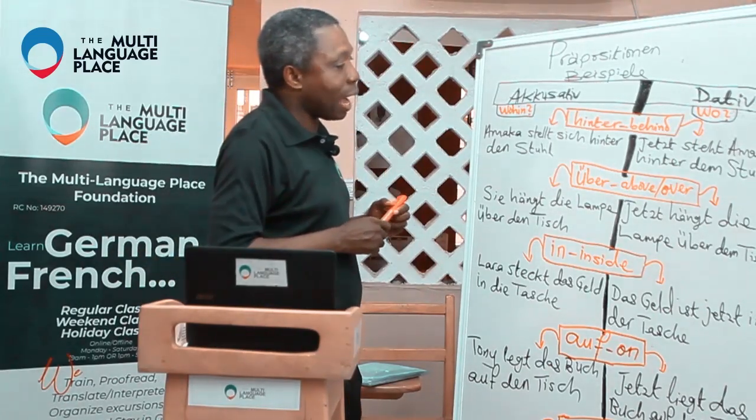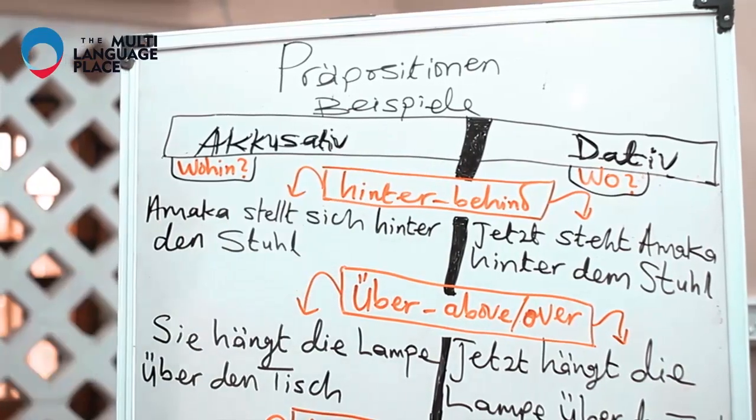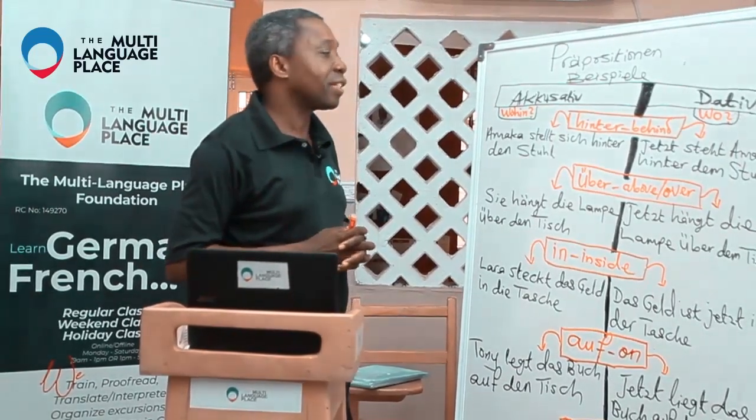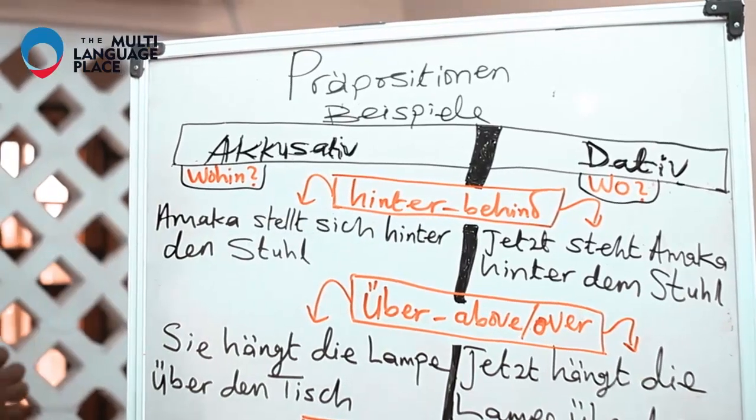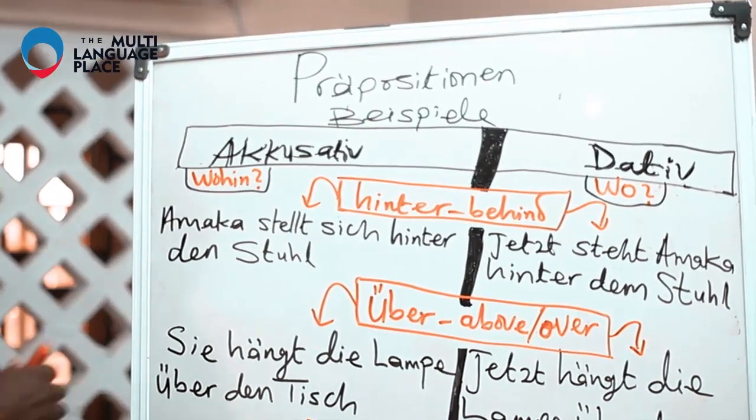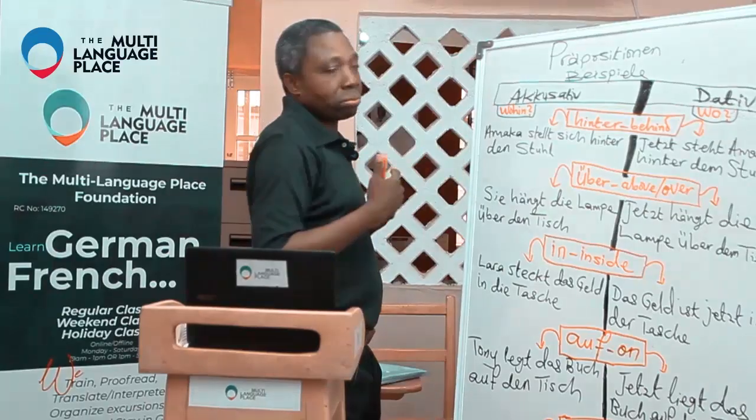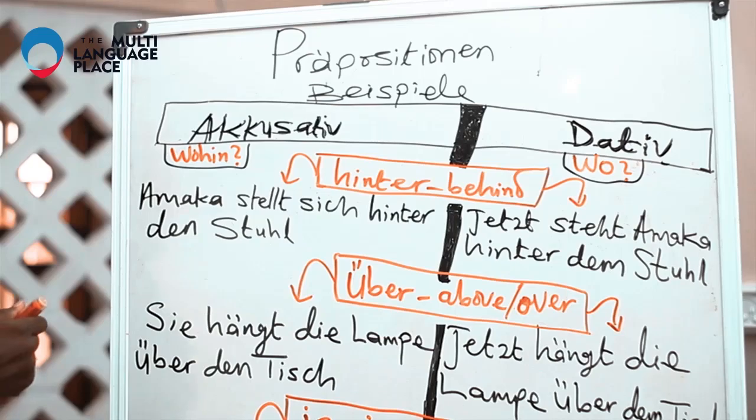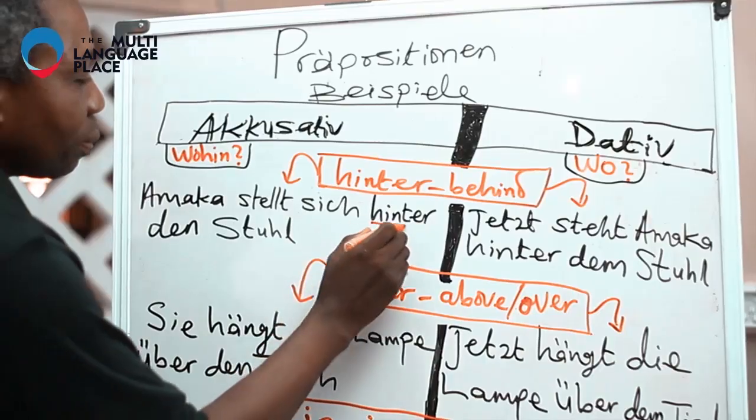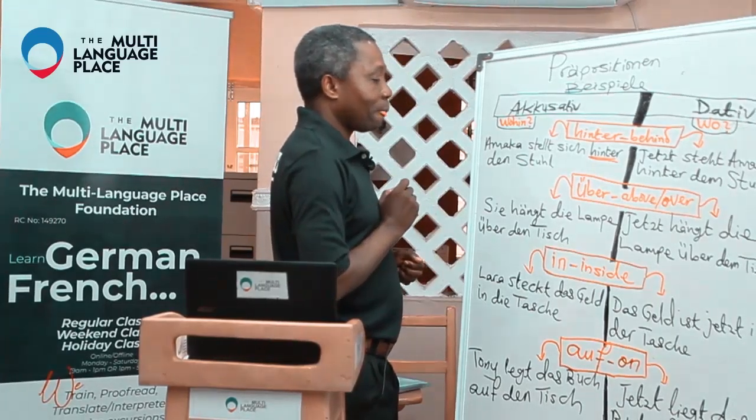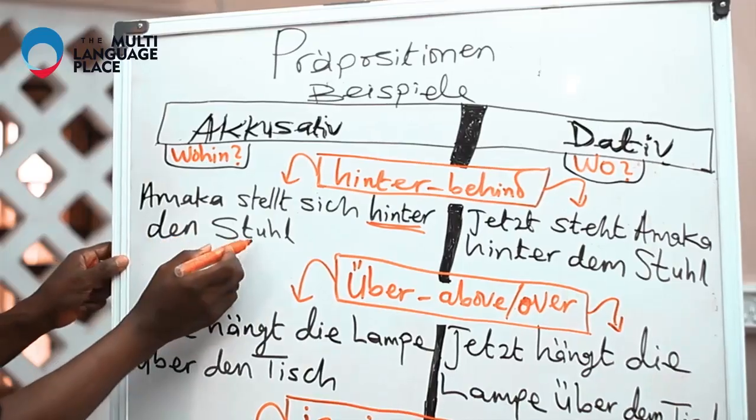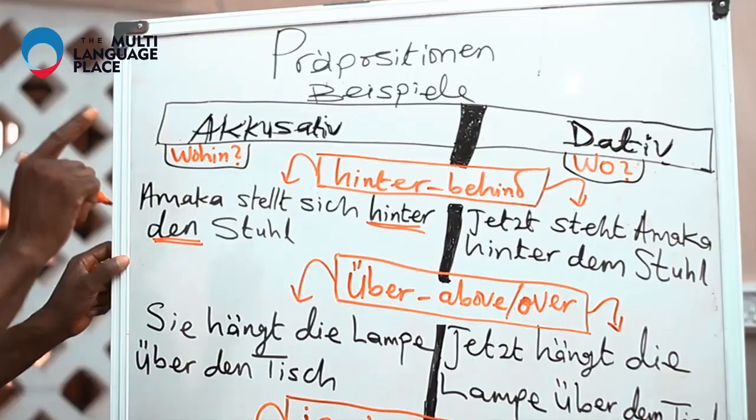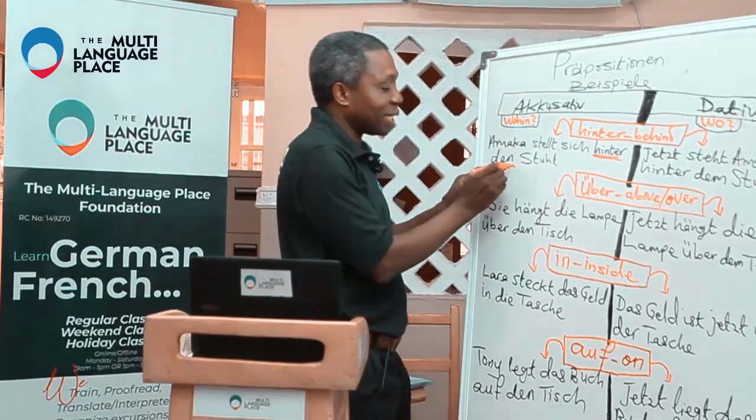You see that we have this preposition, hinter, and it means behind. But then, when is it controlling dative and when is it controlling accusative? So we start from accusative. Amaka, that's the name of a person, stellt sich hinter den Stuhl. Because der Stuhl is masculine, this is masculine accusative singular, which is den.